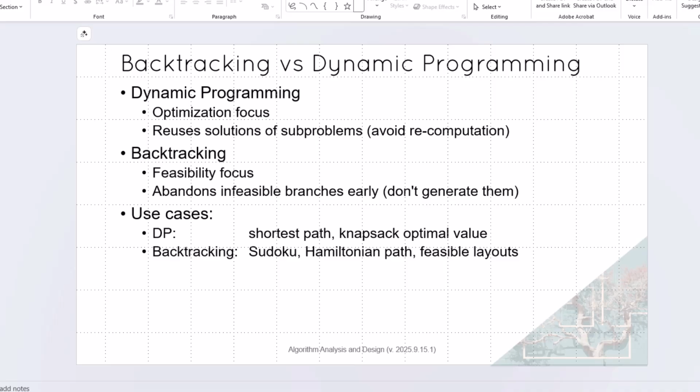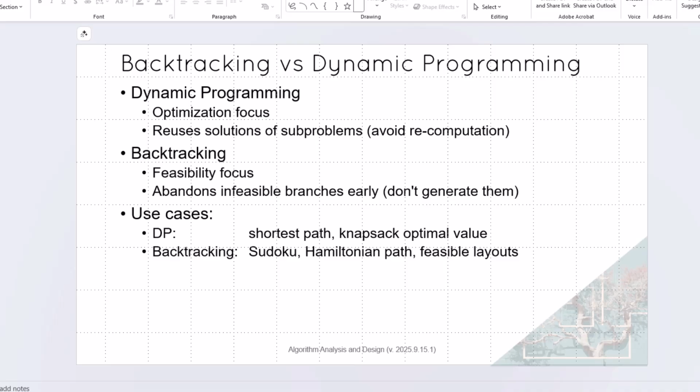With backtracking, we are focused not on optimization, but feasibility. Is it a possible solution? That's the question we're asking. It abandons infeasible branches early. We don't generate them. Although we visualize it as a tree, you're not always generating an actual tree data structure, but the state space tree does refer to the different paths we go down. And with backtracking, we can come back if we notice that a path will not yield any success.